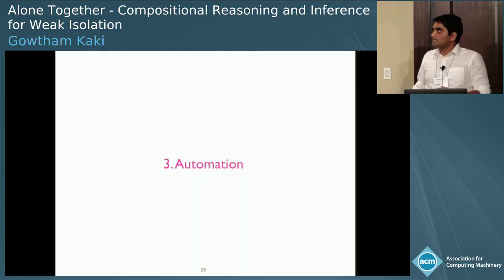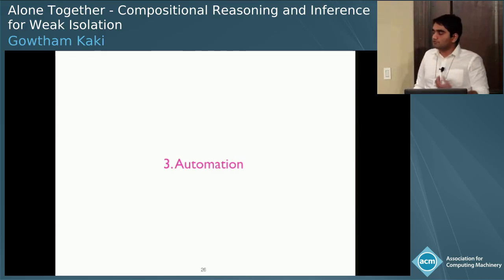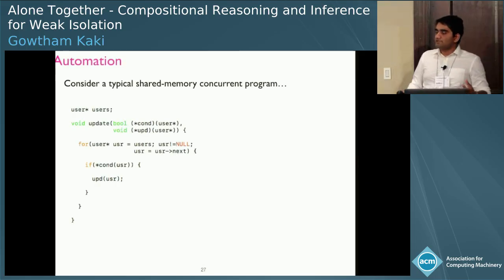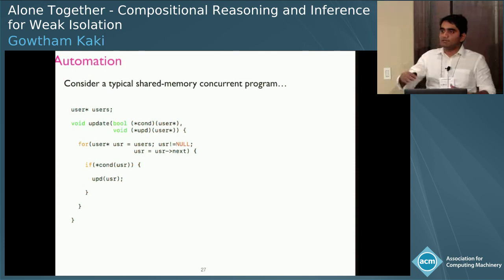Now, the third part is how do we automate this reasoning? How do we automate this process of reasoning about transactions in the presence of weak isolation? Now, one conventional way is to think of these weakly isolated transactions as typical shared memory concurrent programs. That is, they make changes to shared state, which is a database, and we reason about these changes in the same way as we do with an imperative concurrent program.